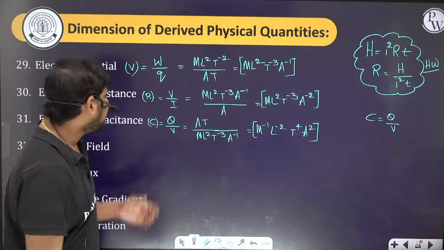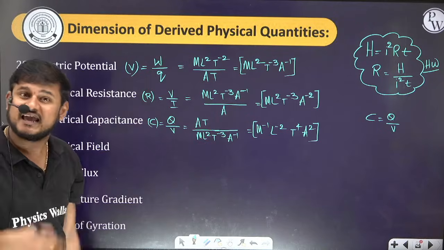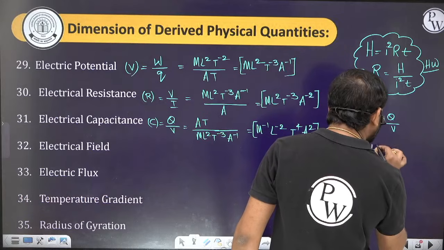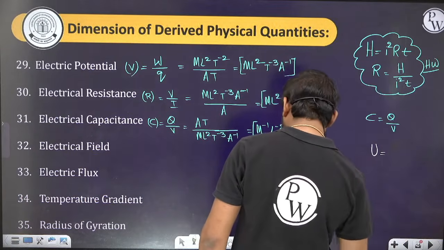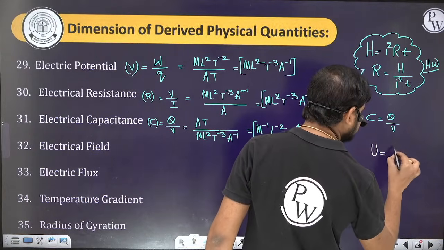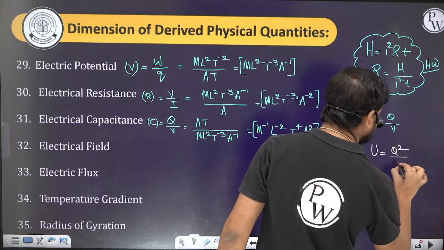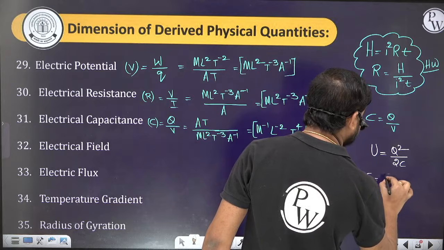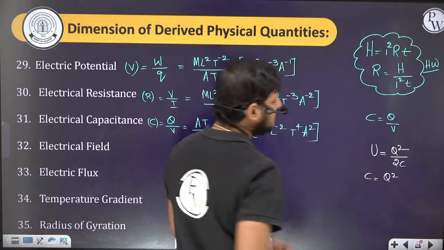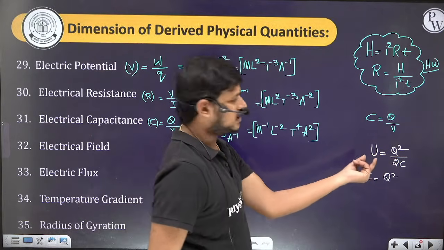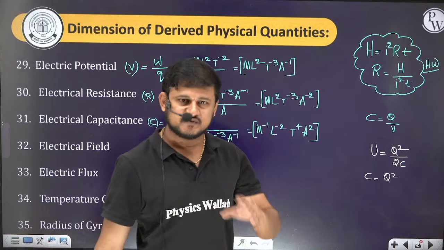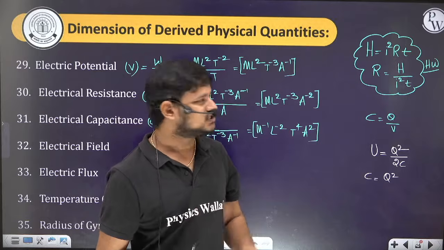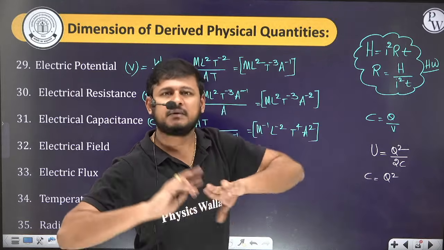Sorry, what if I don't know the potential formula? Again, we have another shortcut. The energy stored in a capacitor is U is equal to Q square by 2C. So then C is equal to Q square by 2U. This is the energy stored in a capacitor formula, which you will come across in grade 12. I am telling you the different methods because you will learn all these formulas in the upcoming classes.